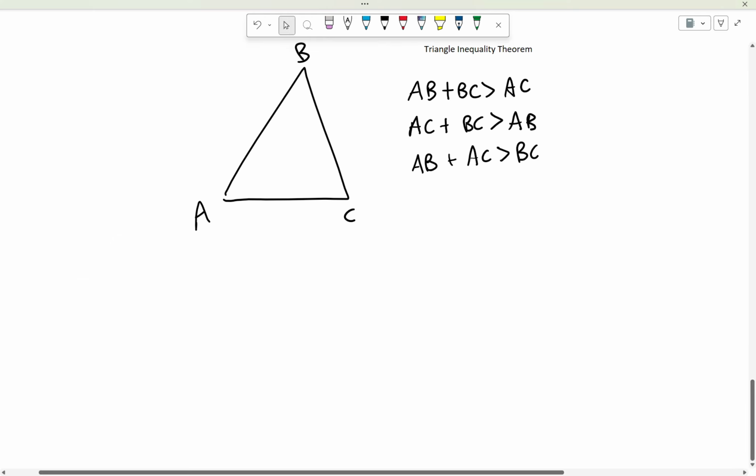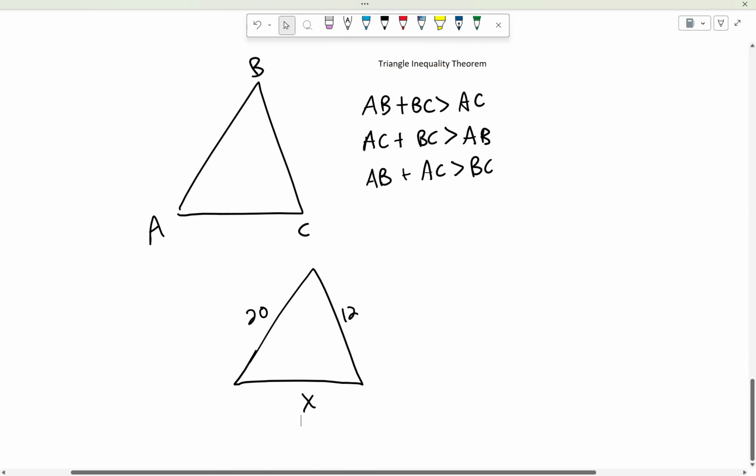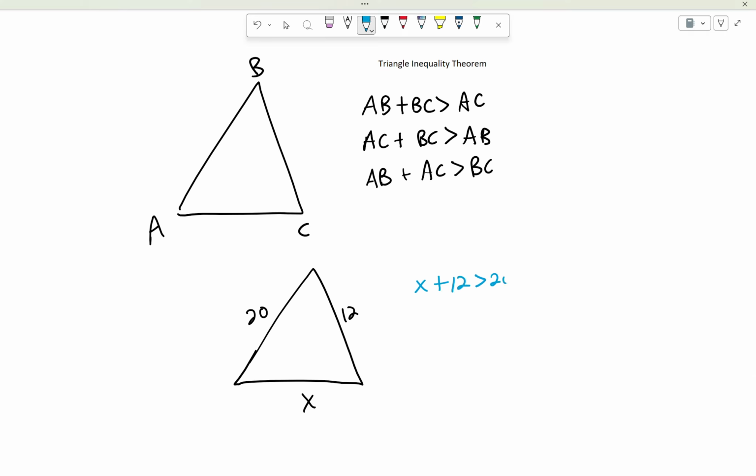All right, let's draw another triangle here. And it has sides of 20, 12, and x. All right, so the triangle inequality theorem would say this: we're going to take two of the sides. x plus 12 would have to be greater than 20. We'd have x plus 20 has got to be greater than 12. And then 20 plus 12 has got to be greater than x, that third side.